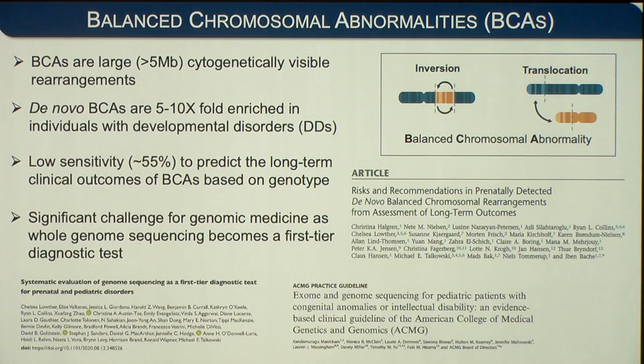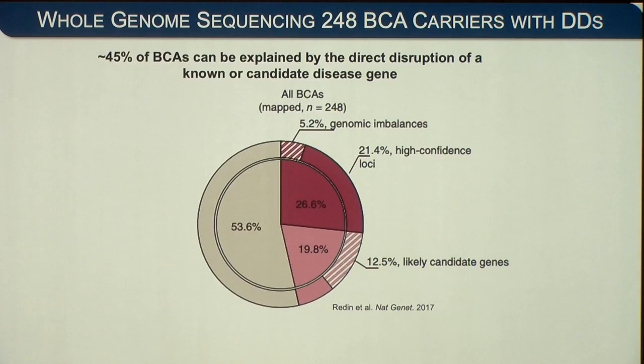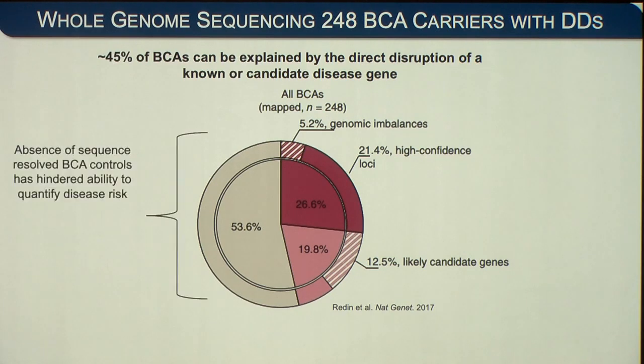So it should come as no surprise that one of the most well-characterized mechanisms of disease associated with balanced chromosomal rearrangements is the direct disruption of a known or candidate disease gene. And data from over 248 BCA carriers suggests that about 45% of cases can be explained by this mechanism. However, given that we currently do not have any cohorts of sequence-resolved BCA control carriers, we don't know how to quantify the disease risk attributable to direct gene disruption.